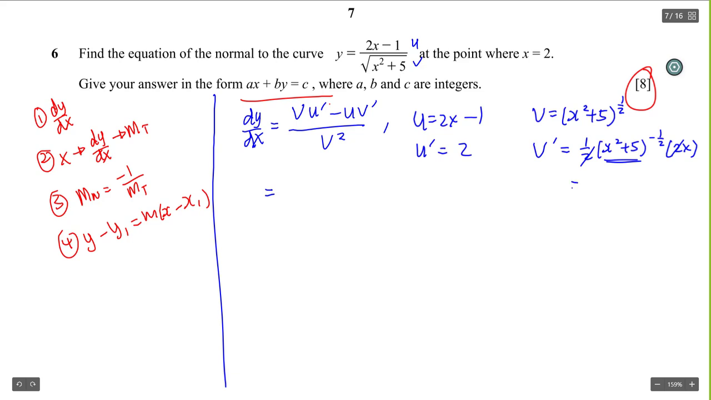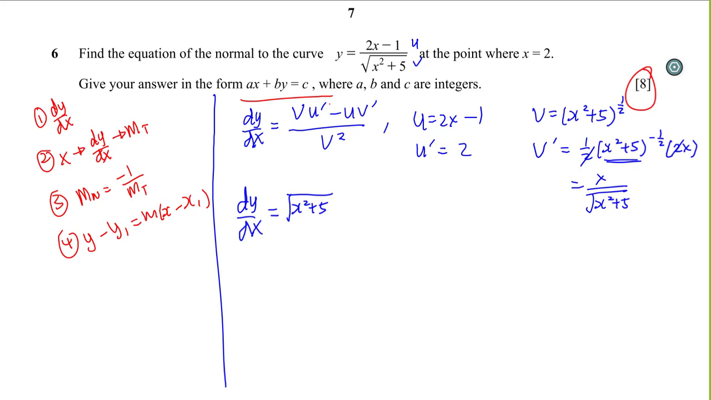This one and this one I simplified. It should be x over square root of x squared plus 5. Yeah, I do this first before I do the dy/dx here. So yeah, we kind of need to solve a complicated quotient rule. So copy the v first. So we have the square root of x squared plus 5.